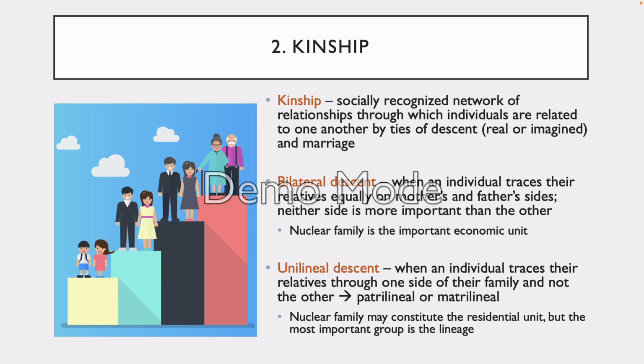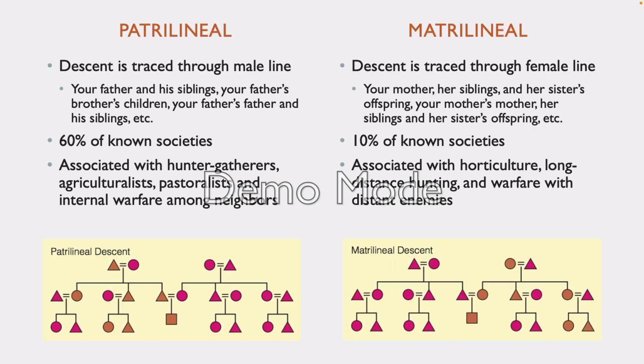There are examples, however, of unilineal descent, which is when an individual traces their relatives through just one side of their family and not the other. And these are defined as patrilineal or matrilineal societies. In these cases, the nuclear family might not actually be the residential unit. Instead, the most important group is the actual lineage itself. So as I said, there are two examples of these types of societies that practice unilineal descent.